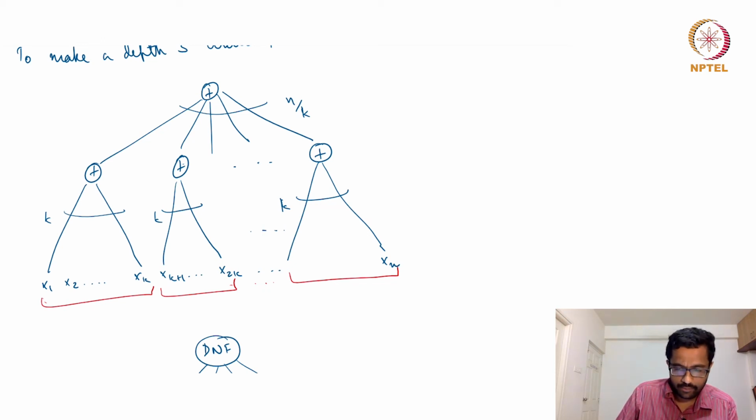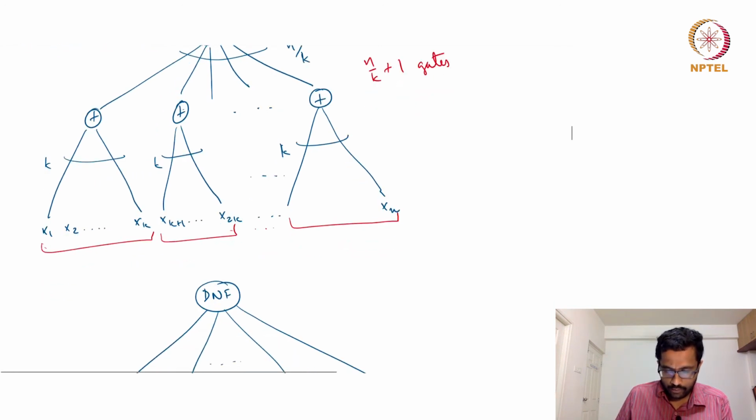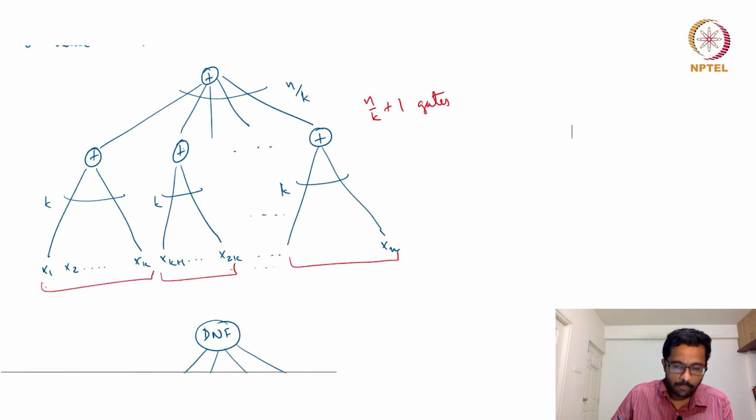So this is just a hierarchical thing, and the parity of parity is also equal to parity, and this uses n divided by k plus 1 gates, right? So n by k plus 1 gates, one top level gate and n divided by k gates at the second level. Now what we could do is, the top level gate I could implement using DNF.